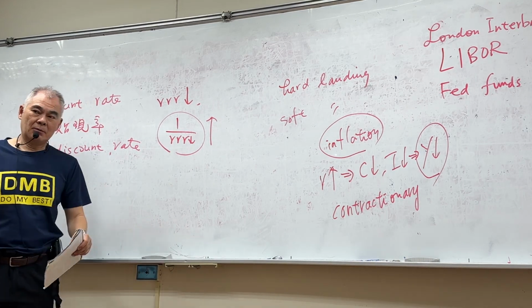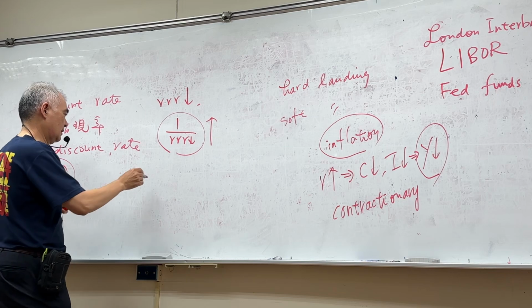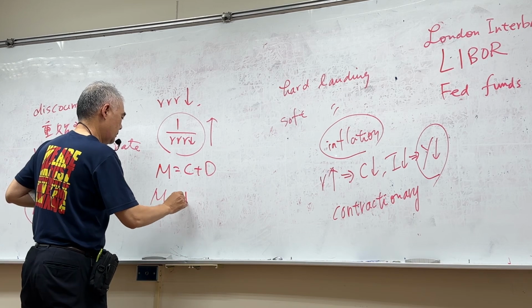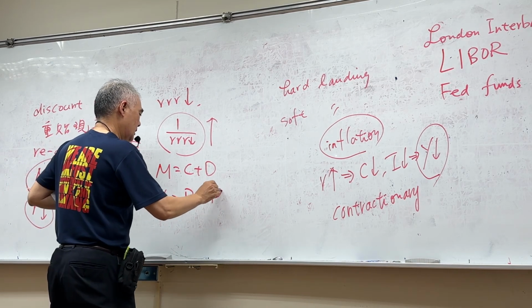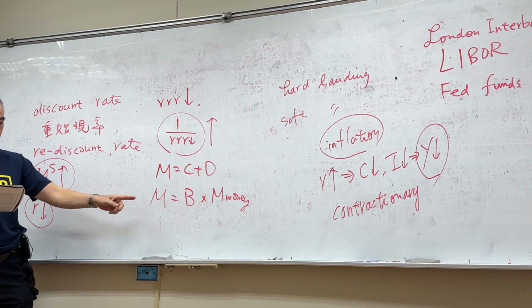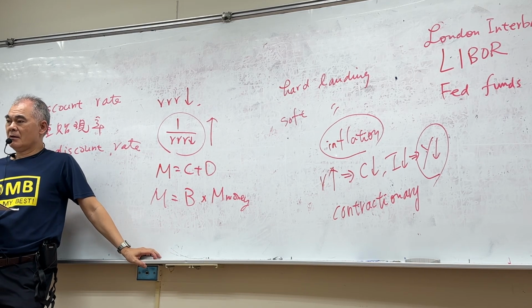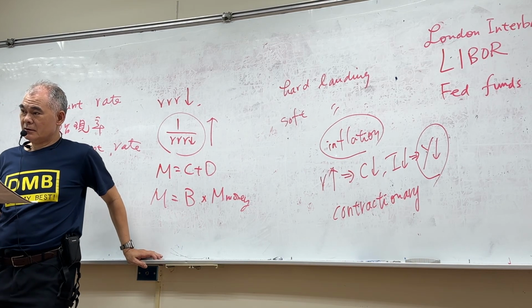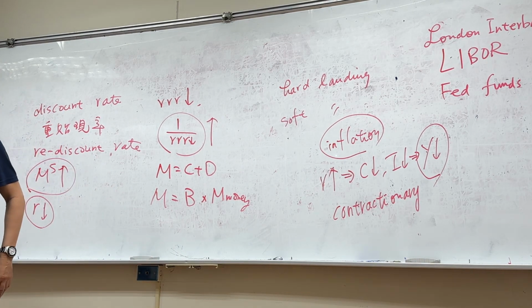I want to see if people can still remember that. We say money is equal to C plus D, and also money is equal to B, the monetary base, times the money multiplier. So, Chen Youxi, what is B? Remember that? Louder. What is B? Louder. Monetary base.